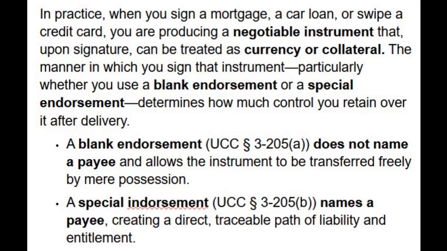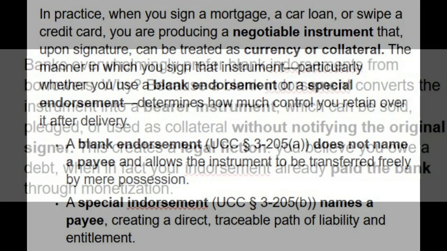A blank endorsement, UCC Section 3-205A, does not name a payee and allows the instrument to be transferred freely by mere possession. A special endorsement, UCC Section 3-205B, names a payee, creating a direct, traceable path of liability and entitlement.